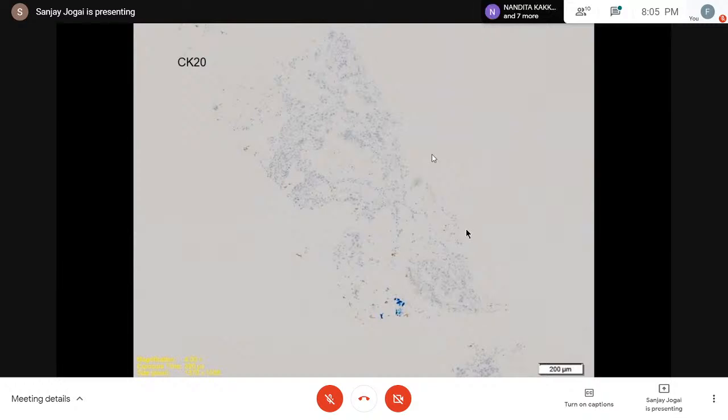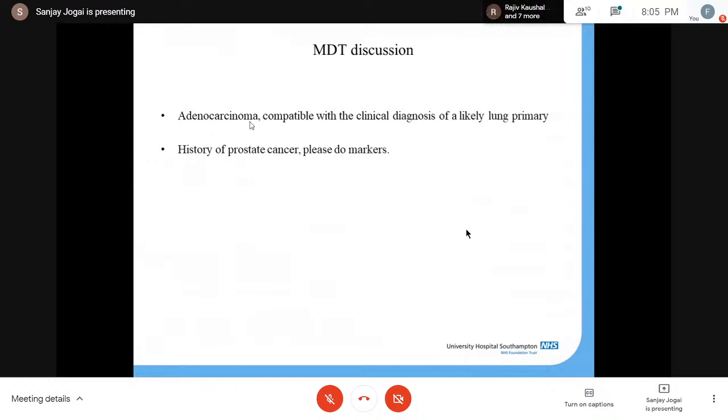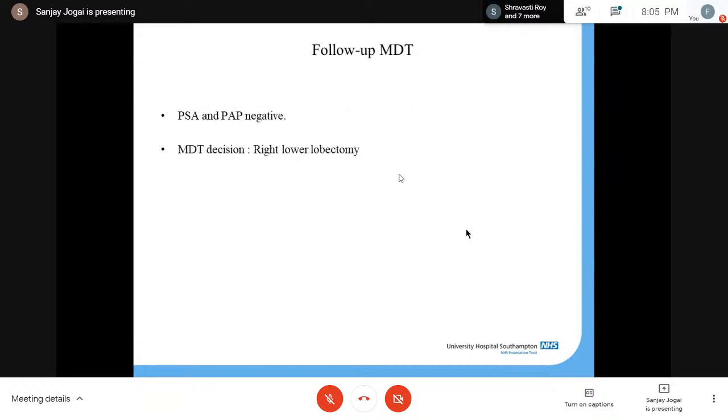Now, all our cancer cases are discussed in a weekly multidisciplinary team meeting, every single case. So we went to the MDT and I said, this looks like adenocarcinoma. It is TTF1 negative, but CK7 is positive, CK20 negative, so it will still fit with a lung primary. The oncologist comes back to me and says, hang on, this patient has a history of prostate cancer. Can you do markers, please? I said, okay, it doesn't look like prostate, but we'll do it. So we did PSA and PAP, and both were negative.